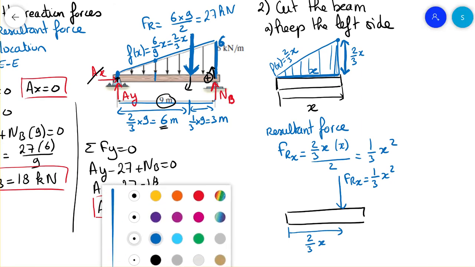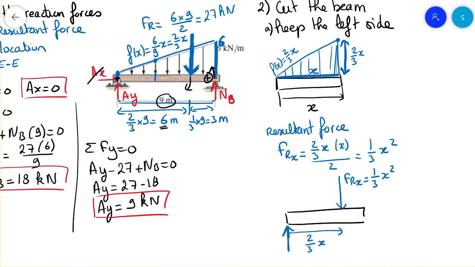And we should not forget that we have the Ay, and the Ay we found that is equal to 9 kilonewton. So that's our left side of the beam. We cut anywhere between 0 and 9, and that's our resultant force. And now what we want to find is the shearing force Vx and the bending moment Mx.